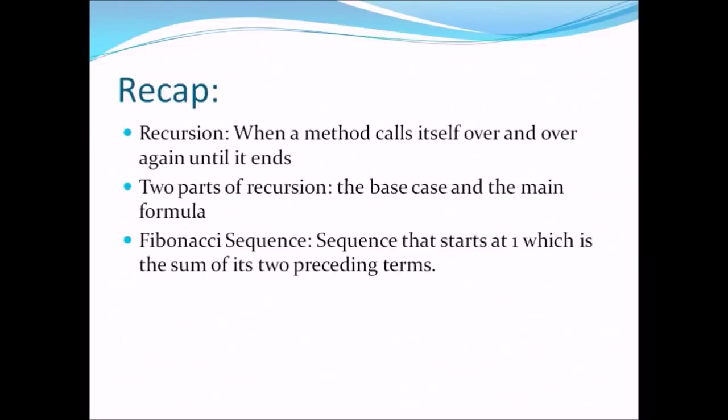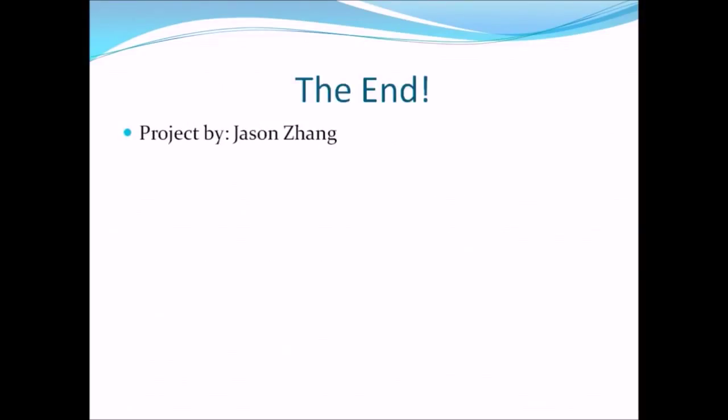So here's the recap. Recursion is basically when the method calls itself over and over again until it ends. There are two parts of recursion, the base case and the main code. And the Fibonacci sequence is a sequence that starts at 1, that is the sum of its two preceding terms. The end.